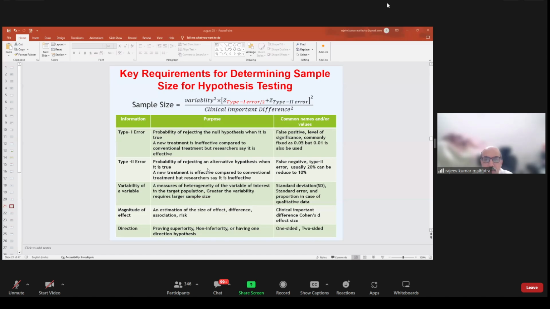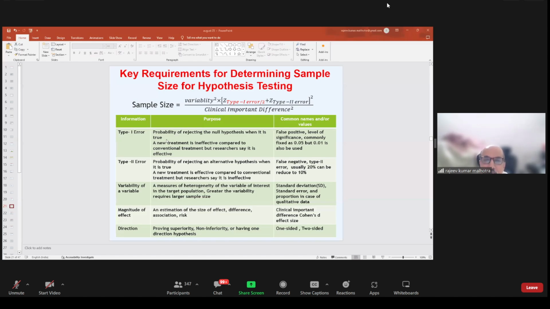Actually, we did the sample size first, but before that there is hypothesis testing and type 1 and type 2 error. So I will just give a brief idea of what type 1 error and type 2 error are. Type 1 error is the probability of rejecting the null hypothesis when it is true. So we have two things: null hypothesis and alternative hypothesis. In the null hypothesis, we assume that there is no difference, and in the alternative hypothesis, we assume what we want to prove.